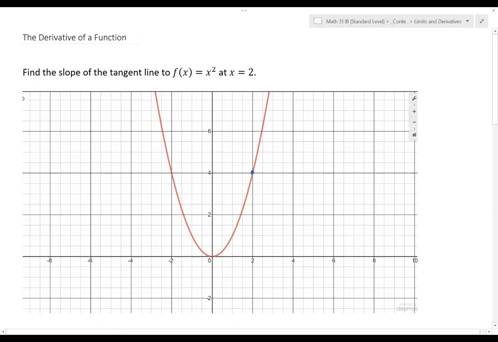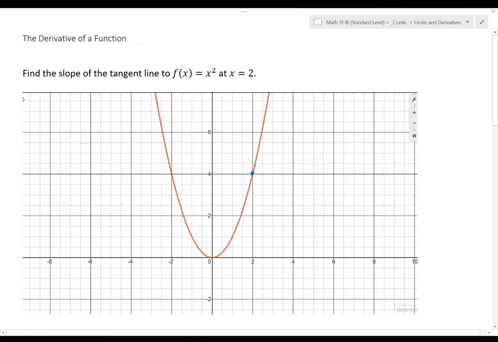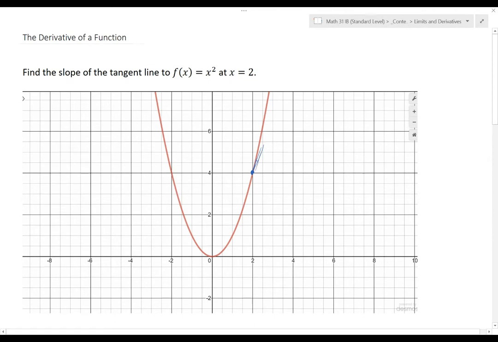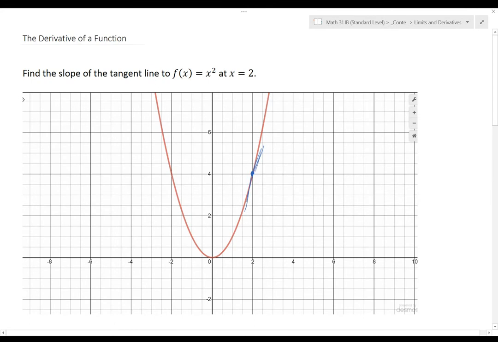2, 4. The slope of this function, well, if you have a linear function, the slope is constant, but this is a parabola and the slope is changing all the time. I can think of as x is getting bigger, this is getting steeper. But at a particular point, when we're talking of the slope, what we're talking about is if I were to draw a line tangent to the function at this point, what would its slope be?